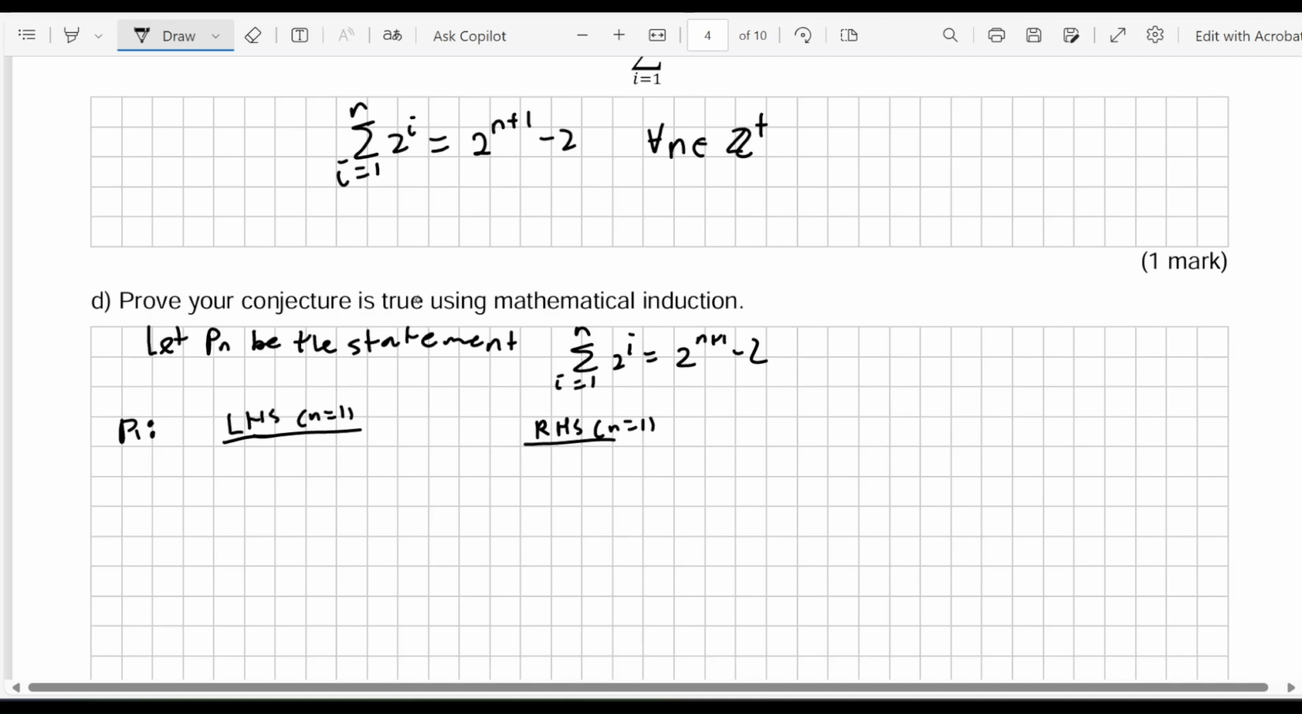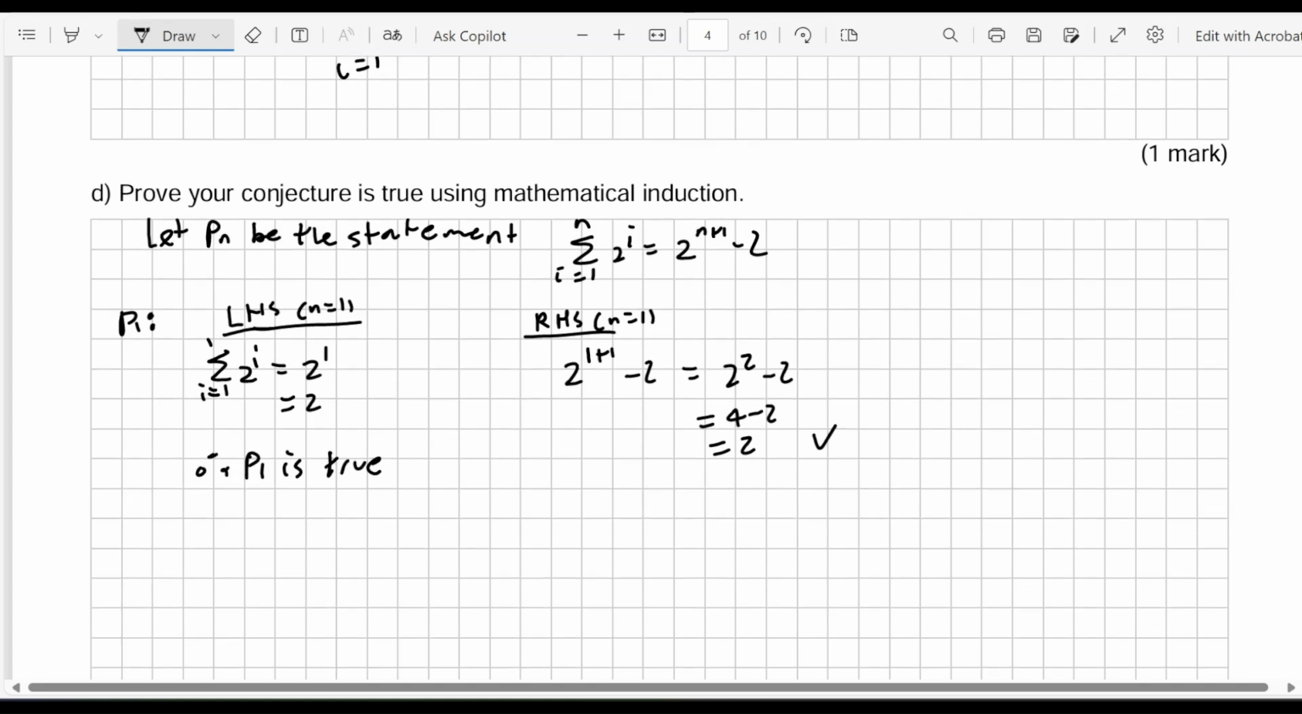All right, so the left-hand side is going to be the sum from i equals 1 to 1 of 2 to the i, which is 2 to the 1, which is 2. And on the right-hand side, we're going to get 2 to the 1 plus 1, take 2, which is 2 squared take 2, which is 4 take 2, which is 2. So therefore, P(1) is true, as they match. So I might just say tick and then match to make that very clear.